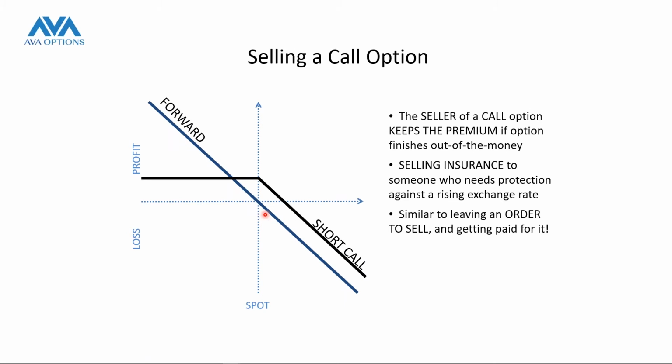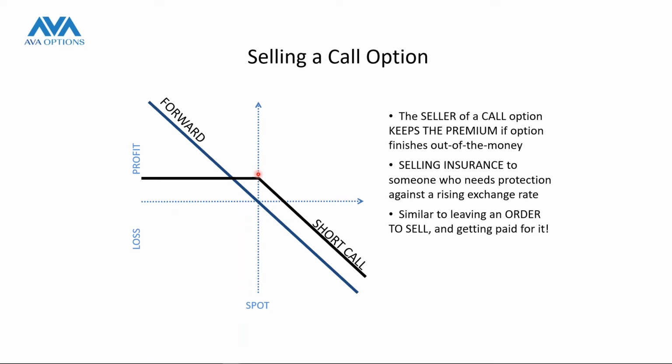Another way to use options is to sell them. We can sell a call option. Selling a call option exposes you to unlimited loss potential as the market goes up. But it's still better than the forward trade or the spot trade. In both cases, if I go short Eurodollar or if I sell a call, if the market goes much higher, I have unlimited loss potential. But if I sold the call, I'm going to earn this premium. The difference between these two lines is the premium that I earned up front.